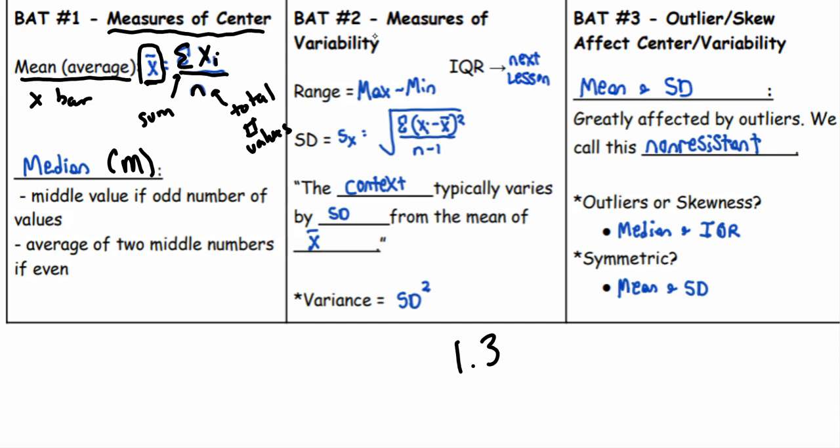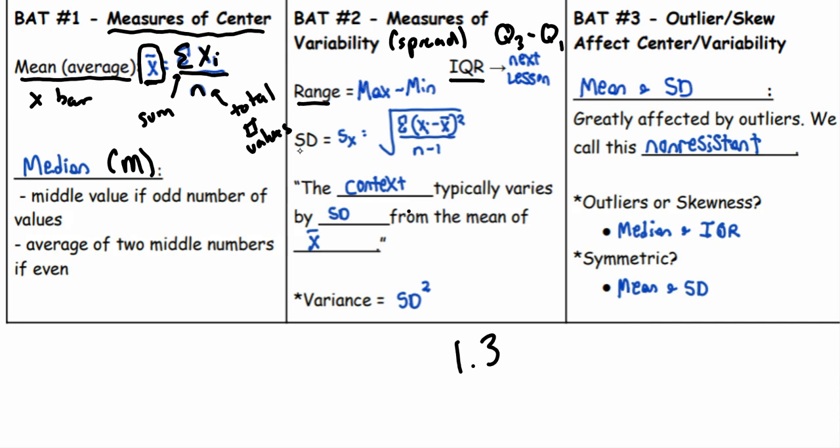Now, measures of variability or spread. We can use what we did before, which is known as range. For range, we take the max minus the min, and that gives us a range. And we did that in the previous examples. Another one that we want to do is IQR, interquartile range. We're going to do that in the next lesson. But in order to figure this out, you're going to take Q3 minus Q1. That's how you find your interquartile range.